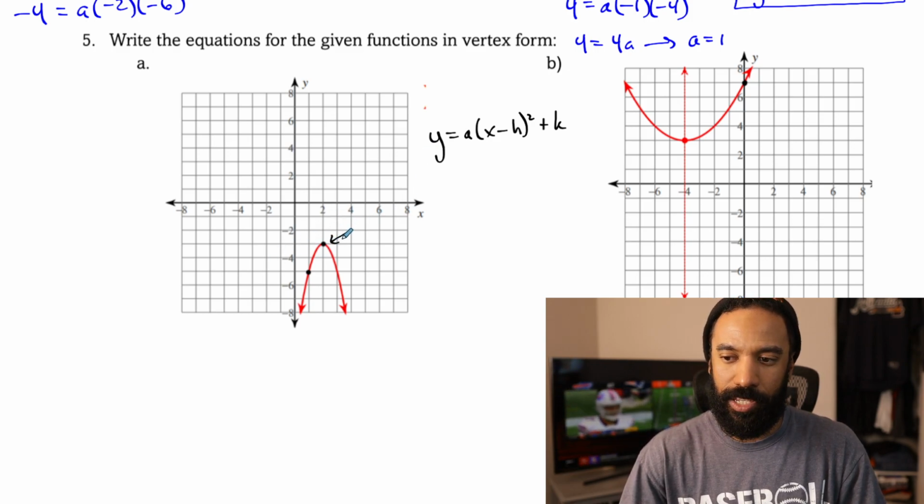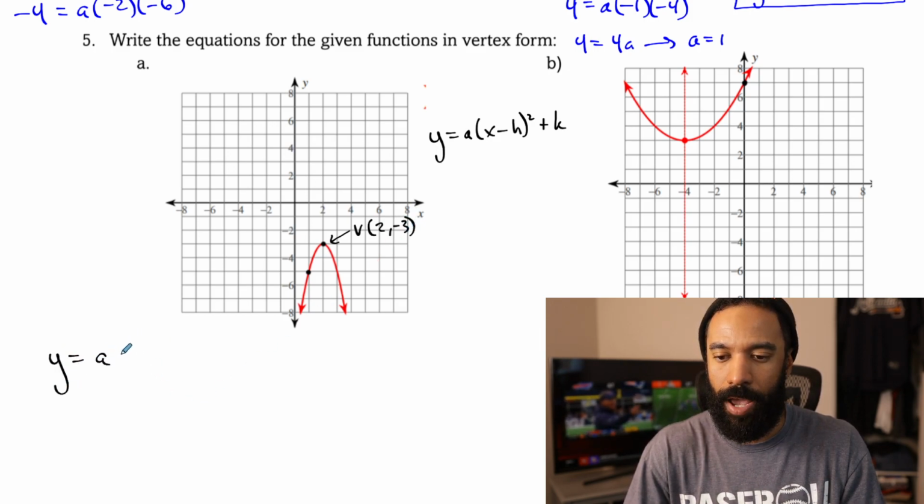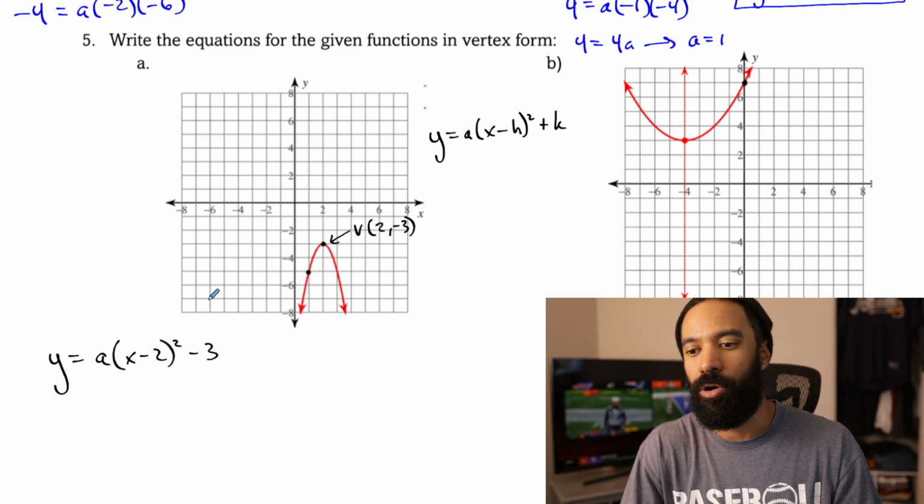So the vertex is going to be this guy here. This is at (2, -3). That's our h and k. So for all intents and purposes, your equation looks like y equals a times (x minus 2) quantity squared minus 3. Your goal is to solve for a.